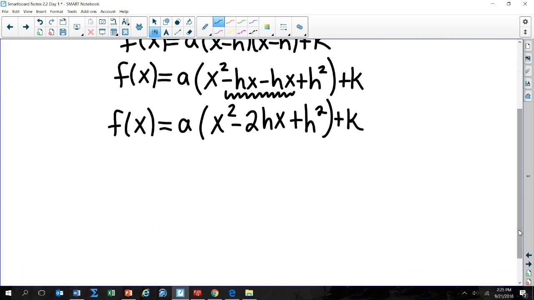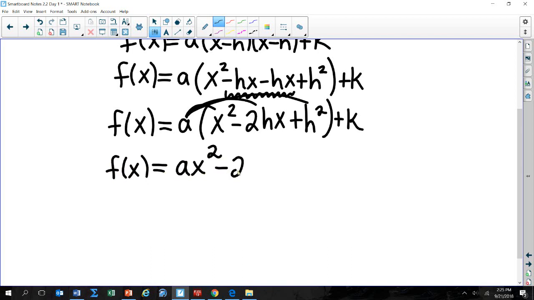Now that that part is completely expanded, I have to take a and distribute a through to each term inside the parentheses. So I'll end up with ax squared minus 2ahx plus ah squared plus k. Now this looks kind of crazy.